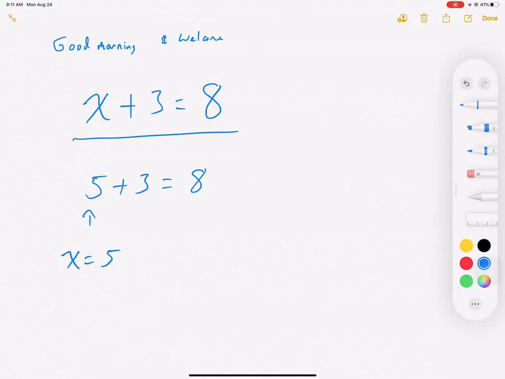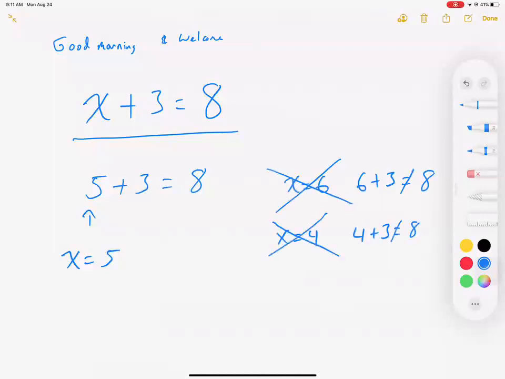If we said X was 6, would 6 plus 3 equal 8? Would that make any sense at all? Nope. So X cannot be 6. Can X be 4? 4 plus 3 is equal to 8. Is that true? Not a true statement. So X cannot be 4 either. There's actually only one solution in this case.